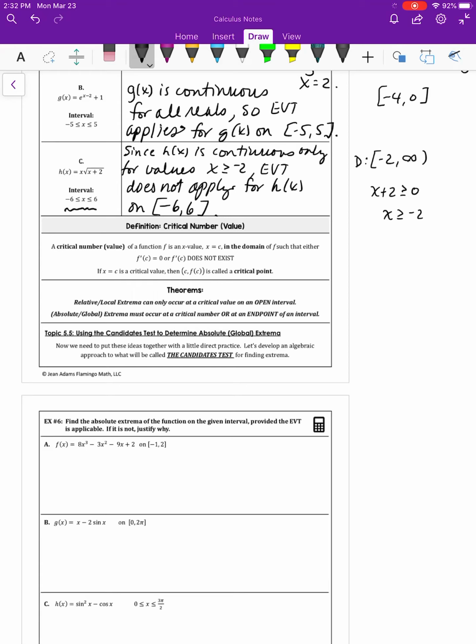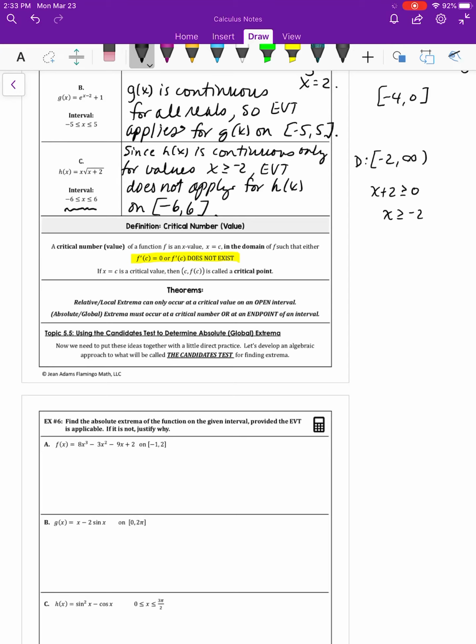And so now we have the definition of a critical number. A critical number of a function f is an x value, x equals c, in the domain of f such that either f prime of c equals 0 or f prime of c does not exist. Notice they're talking about f prime, so we're using the derivative here, and we're looking for what makes it 0, what makes it not exist. And so if x equals c is a critical value, then c comma f of c is called a critical point.